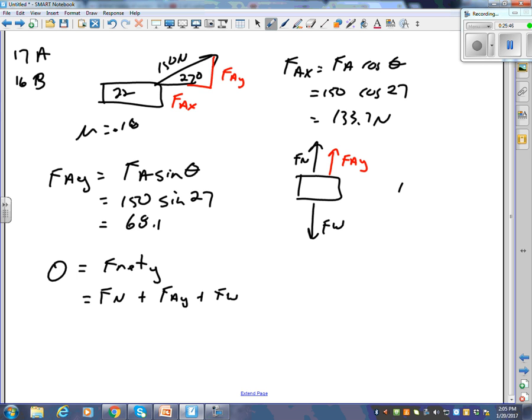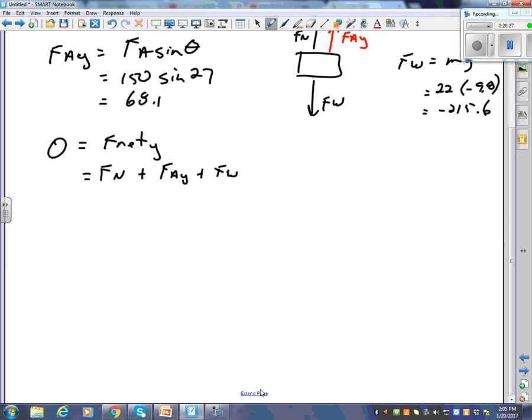So, what is the weight force? We don't have it yet. mg. Mass is 22 times minus 9.8. Now, does the minus here matter? Yes, it sure does. 215.6. Do not think you're going to just look over your stuff the night before for this exam. 25% of your mark. I'm not trying to scare you. It's just reality.